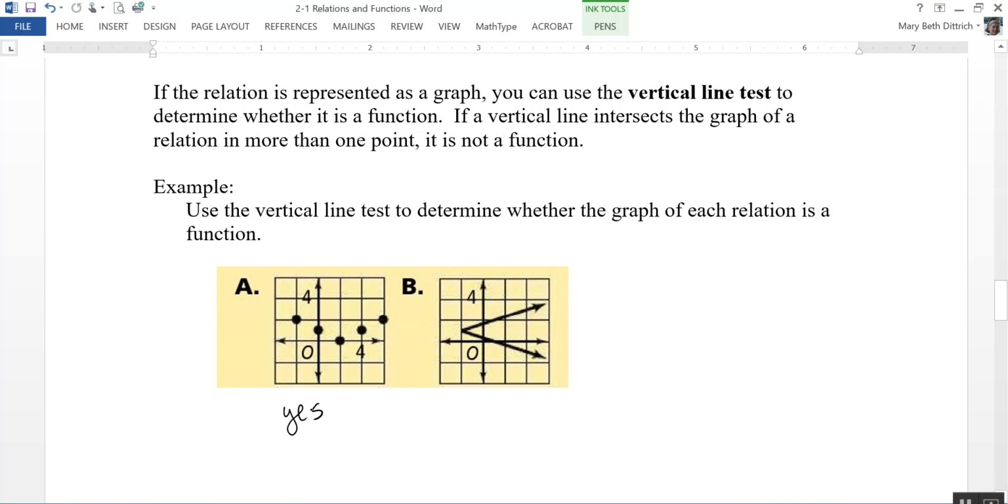Now for B, if I were to move my pencil across this graph, let's say my pencil were right about here, I can see that it crosses the graph right here and here, which actually represents one value of x for two different values of y. So no, this is not a function, because it fails the vertical line test.